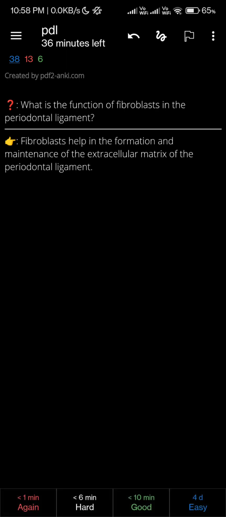Okay, so what is the function of fibroblast in the periodontal ligament? Fibroblast is responsible for the maintenance and also secretion of the extracellular matrix of the periodontal ligament. That is the main function: formation and maintenance of extracellular matrix of the periodontal ligament.